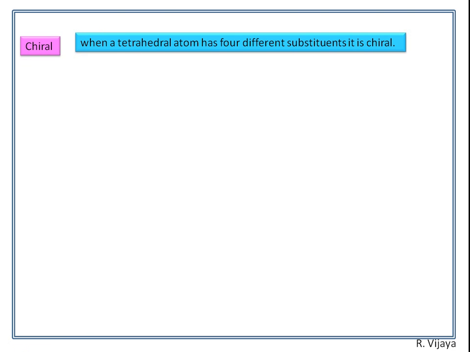In this video, we are going to discuss chiral, achiral, how to convert the wedge dash notation into Fischer projection and RS configuration. First, we see what is chiral. When a tetrahedral atom has 4 different substituents, then it is called chiral. Here the carbon atom is surrounded by 4 different substituents. So this carbon atom is said to be a chiral carbon atom.